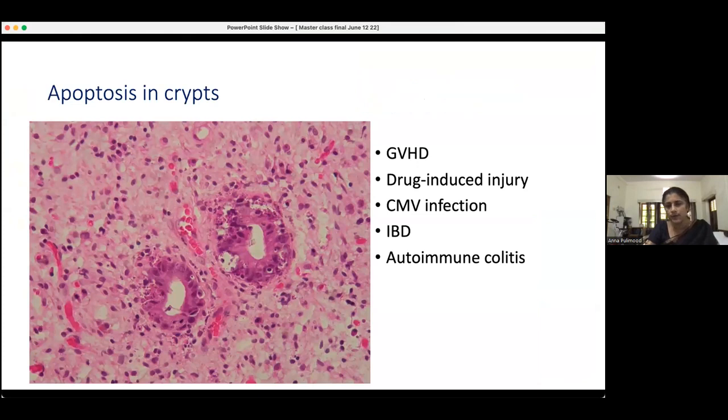The other change you may see is apoptosis. And actually, the apoptosis process itself happens within minutes. And within minutes, it is also cleared. So normally, you don't see apoptosis in the crypts, even if it's taking place. Only if it's increased a lot, you will see it in a histological section. So there are different disorders associated with increased apoptosis, and you distinguish them by the other changes that you see in the mucosa.